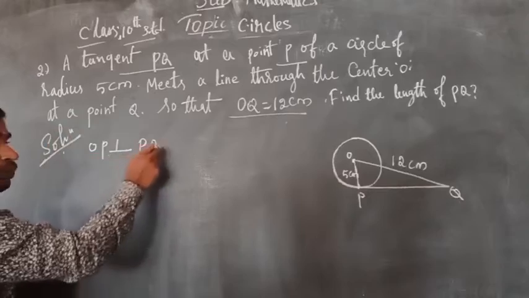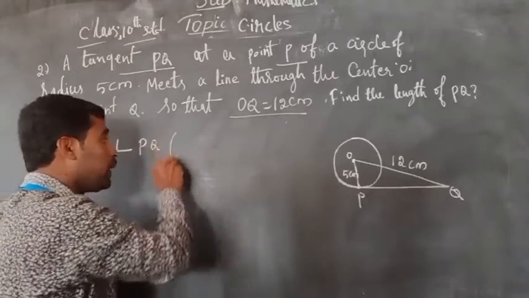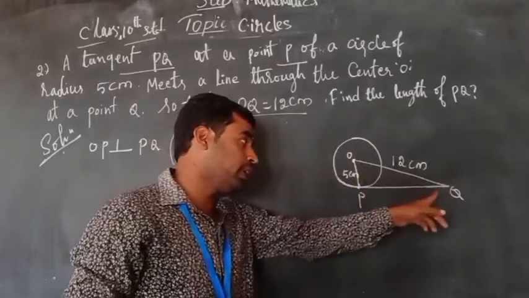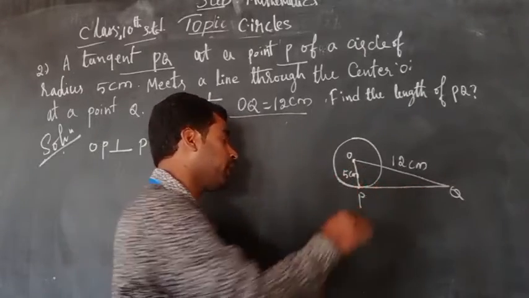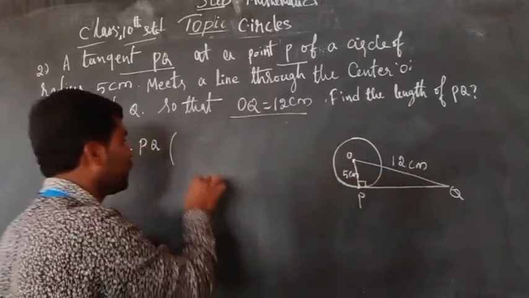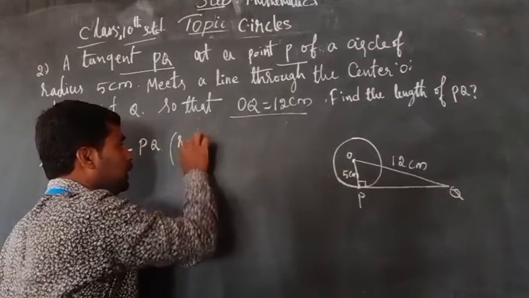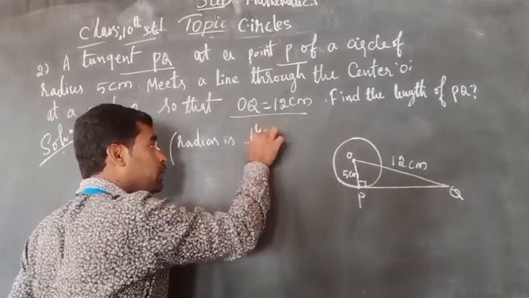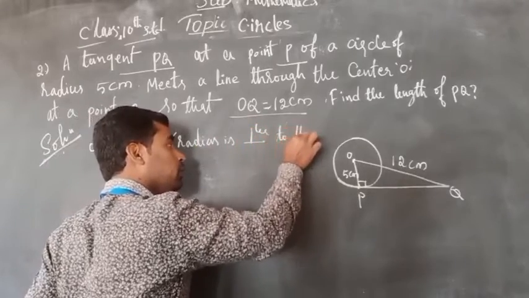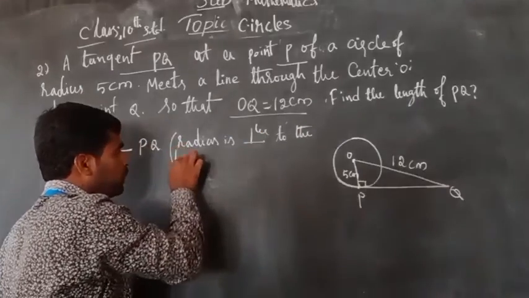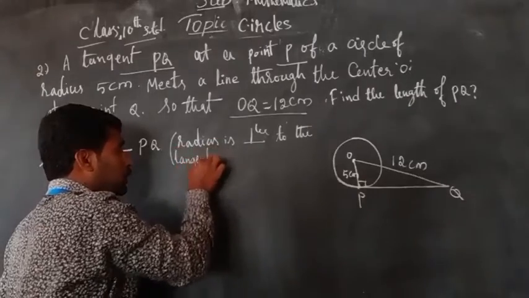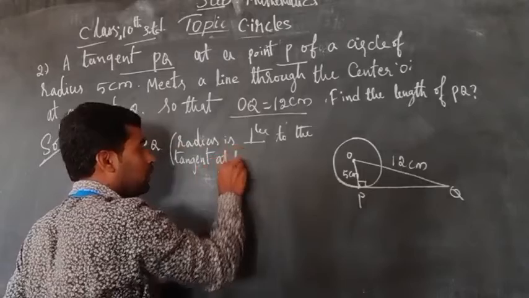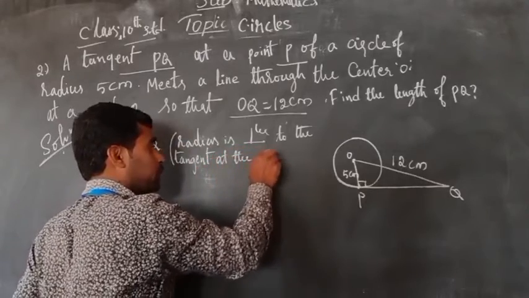OP is what? Perpendicular to PQ. Why do we have perpendicular? This is because the radius is perpendicular to the tangent at the point of contact. That is the reason. Radius is perpendicular to the tangent at the point of contact.